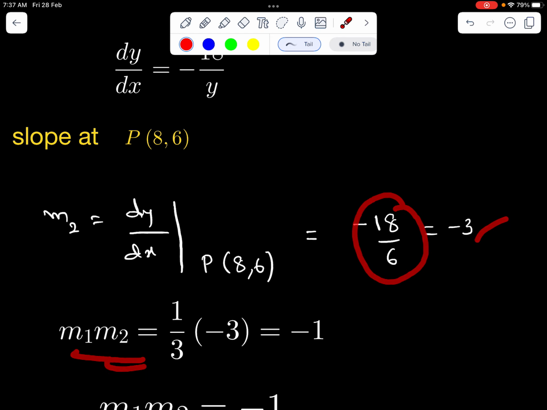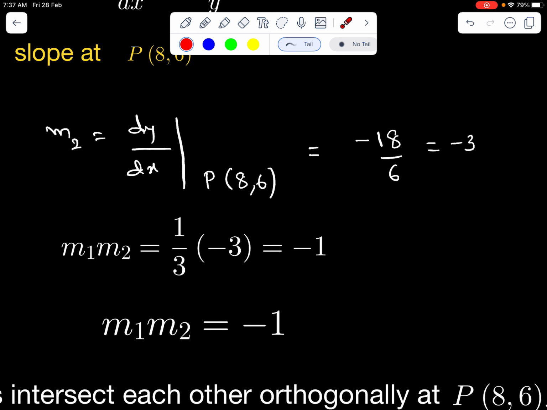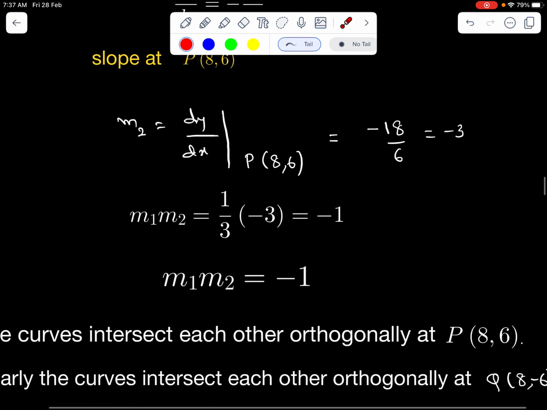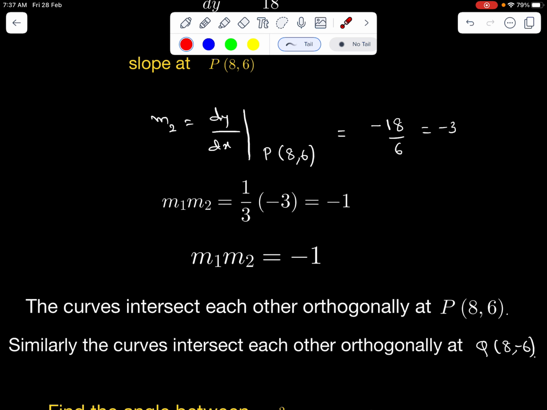Here you can observe m1 into m2 is equal to minus 1. m1 value 1 by 3, m2 value minus 3, therefore minus 1. m1 m2 is equal to minus 1, then the slopes are perpendicular, m1 perpendicular to m2. Therefore, the curves are perpendicular. Therefore, the two curves intersect each other orthogonally at 8 comma 6. Similarly, the curves intersect each other orthogonally at 8 comma minus 6.